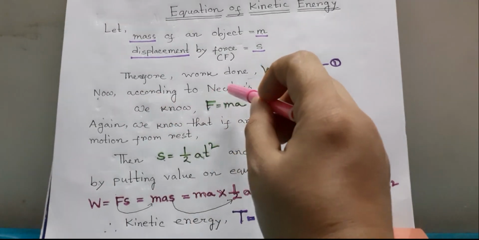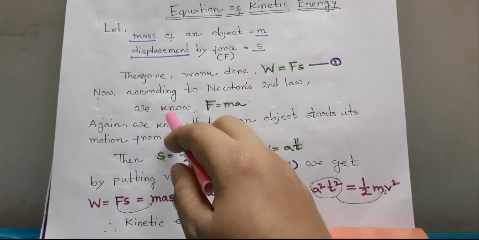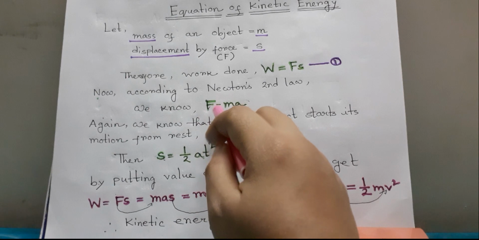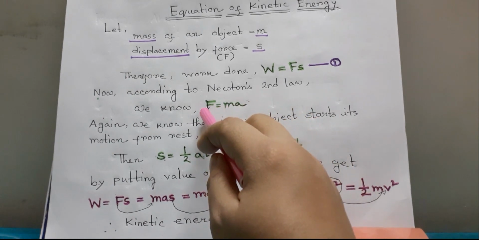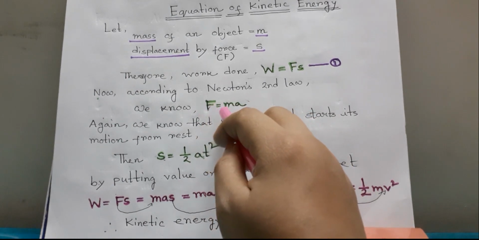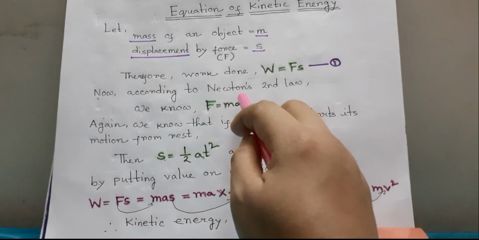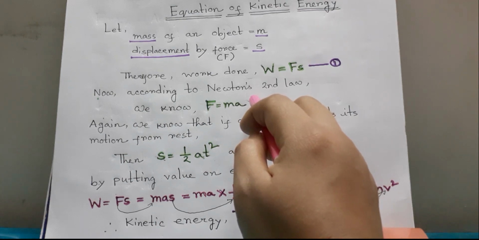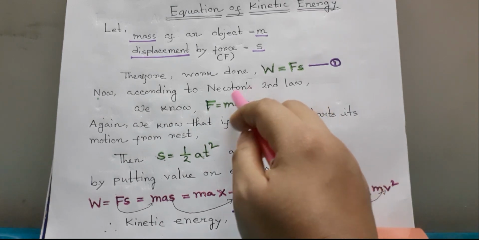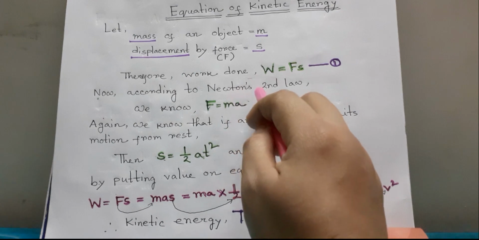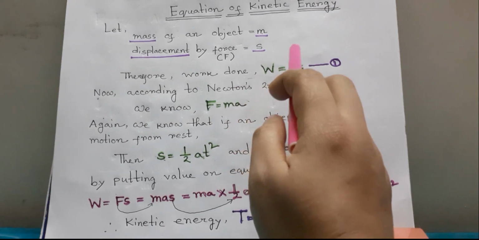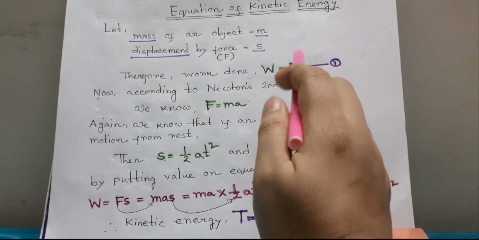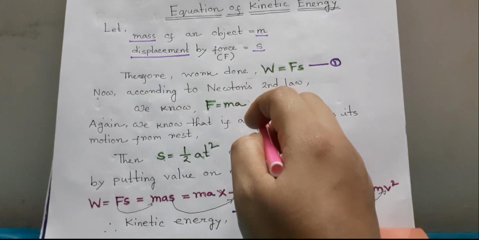According to Newton's second law, we already know that F equals ma. F means force, m means mass, a means acceleration. What is acceleration? We have already cleared this term. Again, I am repeating, acceleration is the rate of change of velocity per unit time.